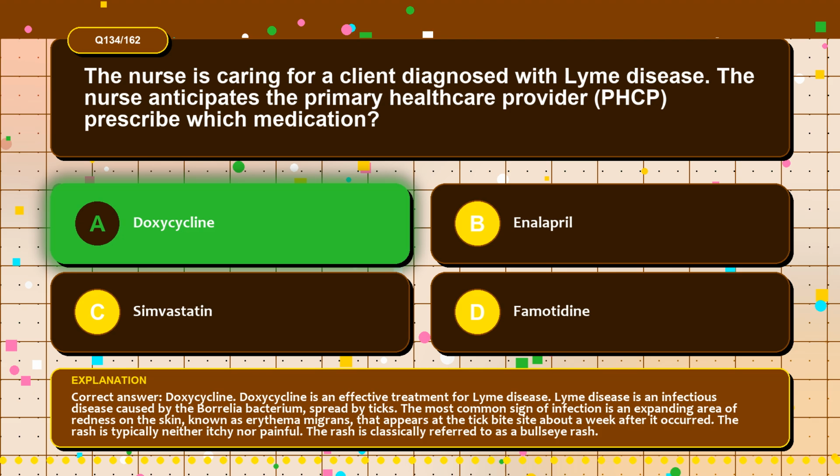The most common sign of infection is an expanding area of redness on the skin, known as erythema migrans, that appears at the tick bite site about a week after it occurred. The rash is typically neither itchy nor painful. The rash is classically referred to as a bullseye rash.